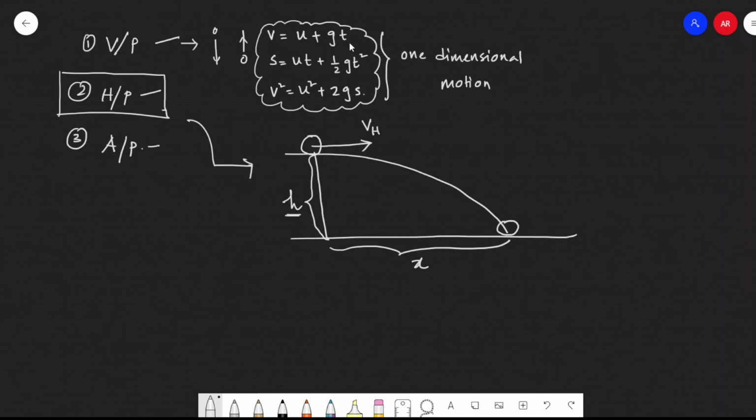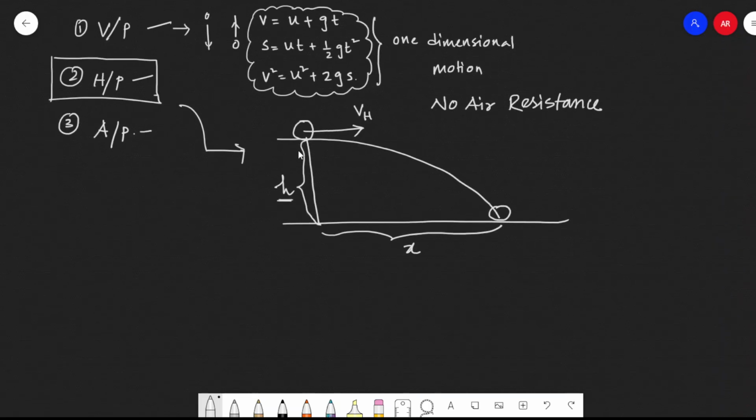That means the g value is the same. Why will the g value remain the same? Because no air resistance is being considered. Since no air resistance is considered, the acceleration is not going to change. The acceleration remains the same, and this allows us to use these equations of motion. So no air resistance is considered in our entire projectile chapter while doing the maths.